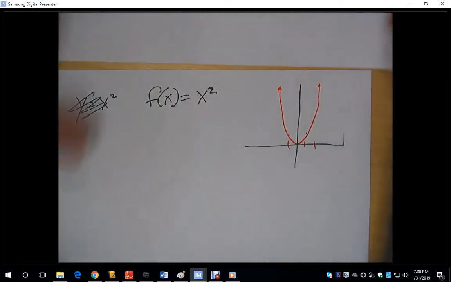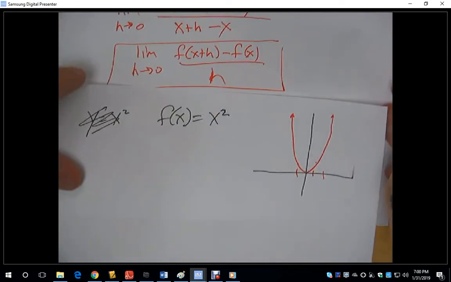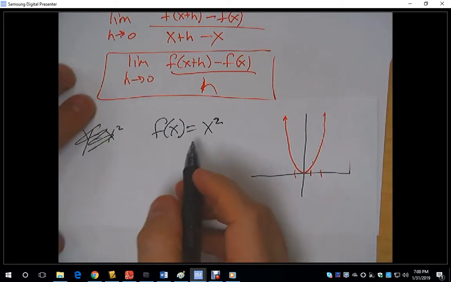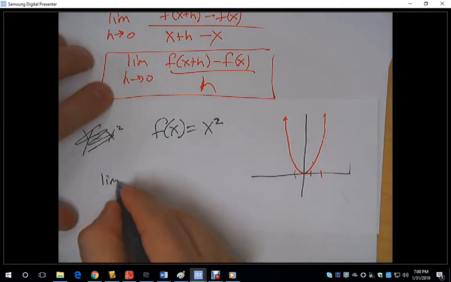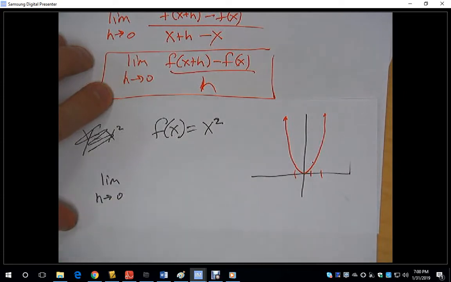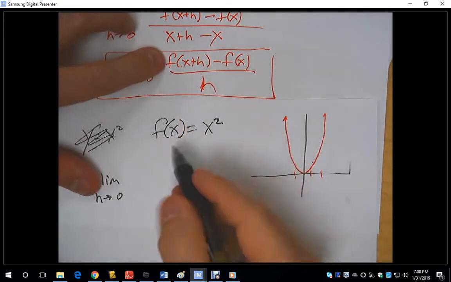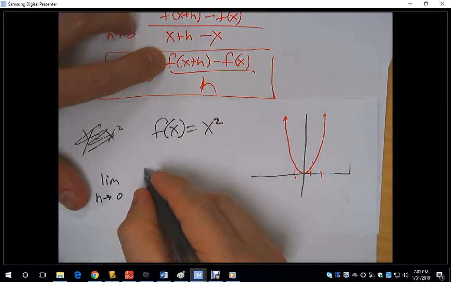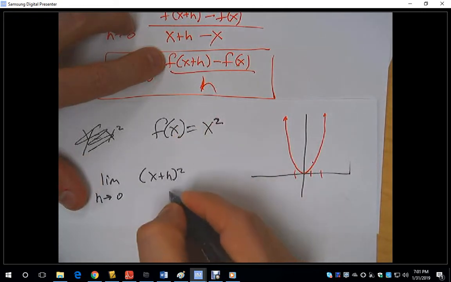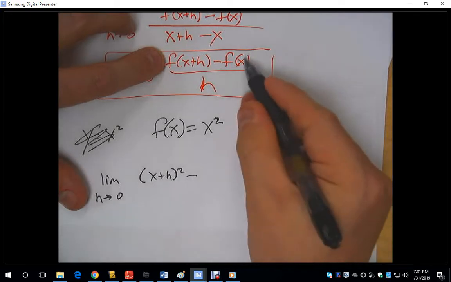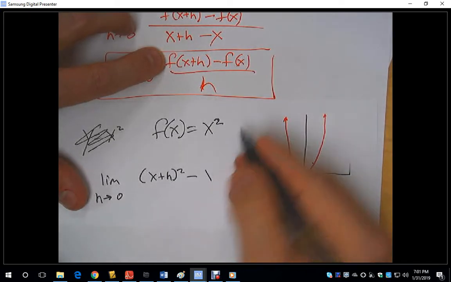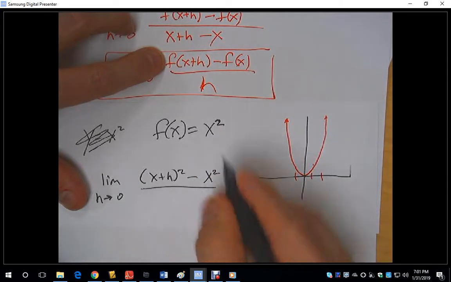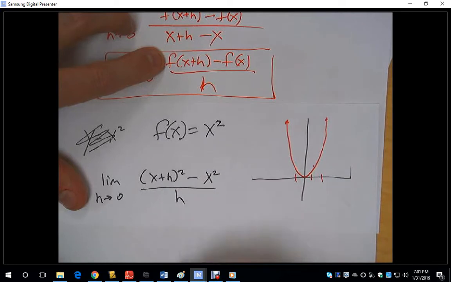So we're going to use this equation that we just got done deriving. I have the limit as h approaches 0 of f of x plus h. Well, if f of x equals x squared, then f of x plus h must be x plus h squared. And then minus f of x, which is x squared, so I'll substitute x squared in for f of x. And then that's going to be over h.